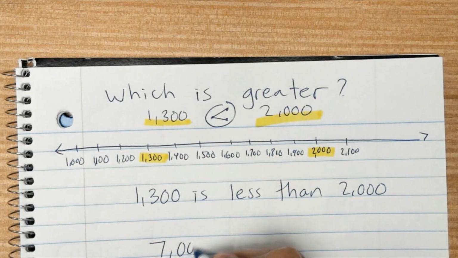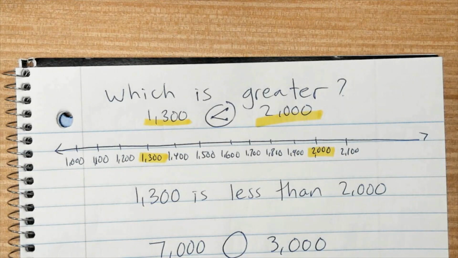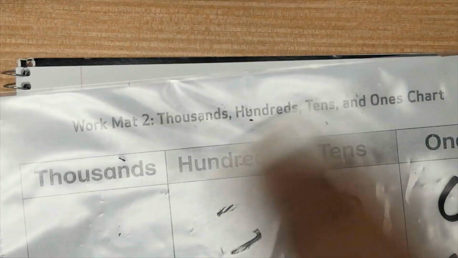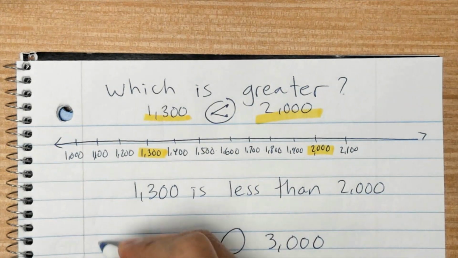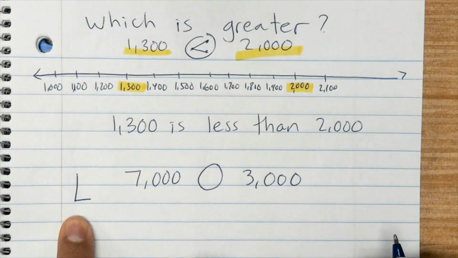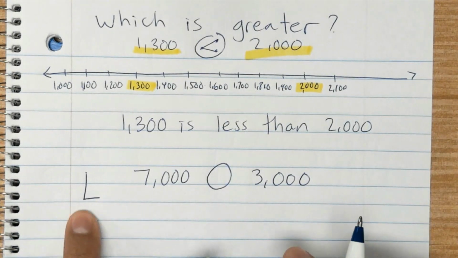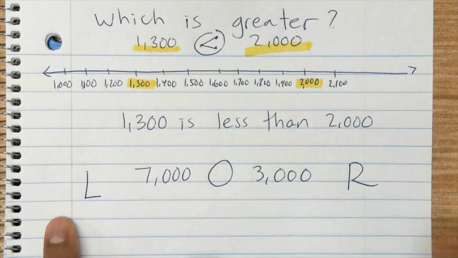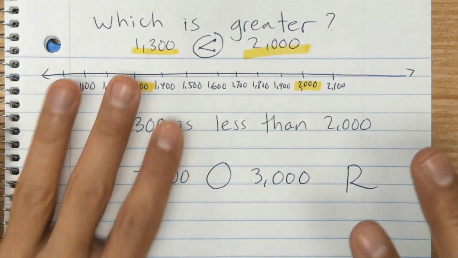I have 7,000 and I have 3,000. I'm going to compare those. Okay, in this case, you read it from left. L. This is my left. 7,000 compared to 3,000. This is the left. This is the right. This is your right hand. This is your left hand.